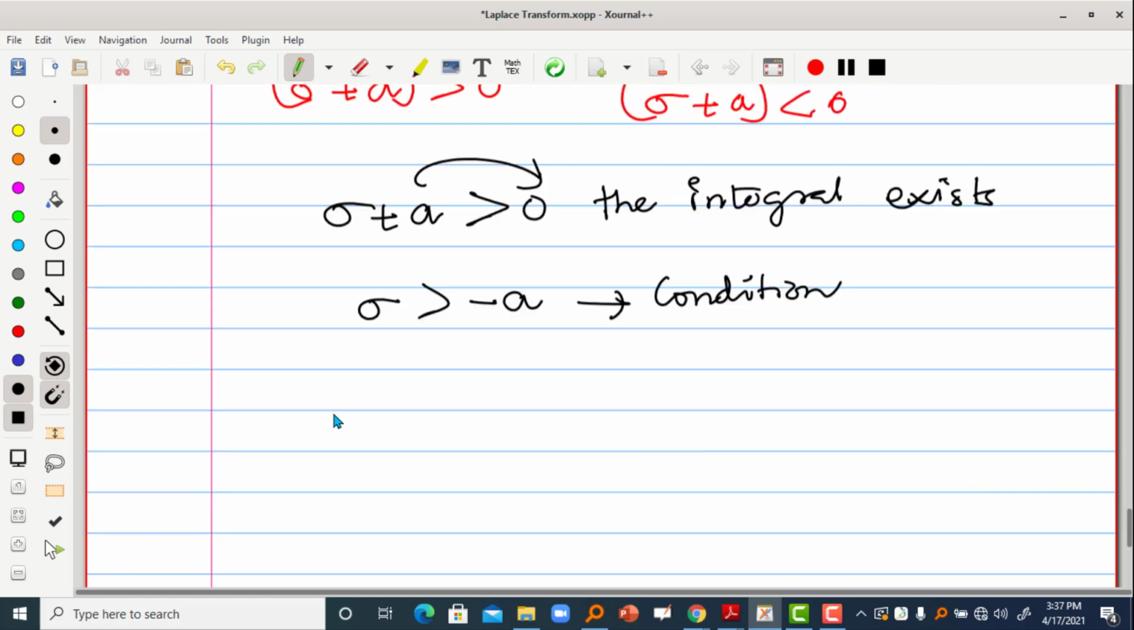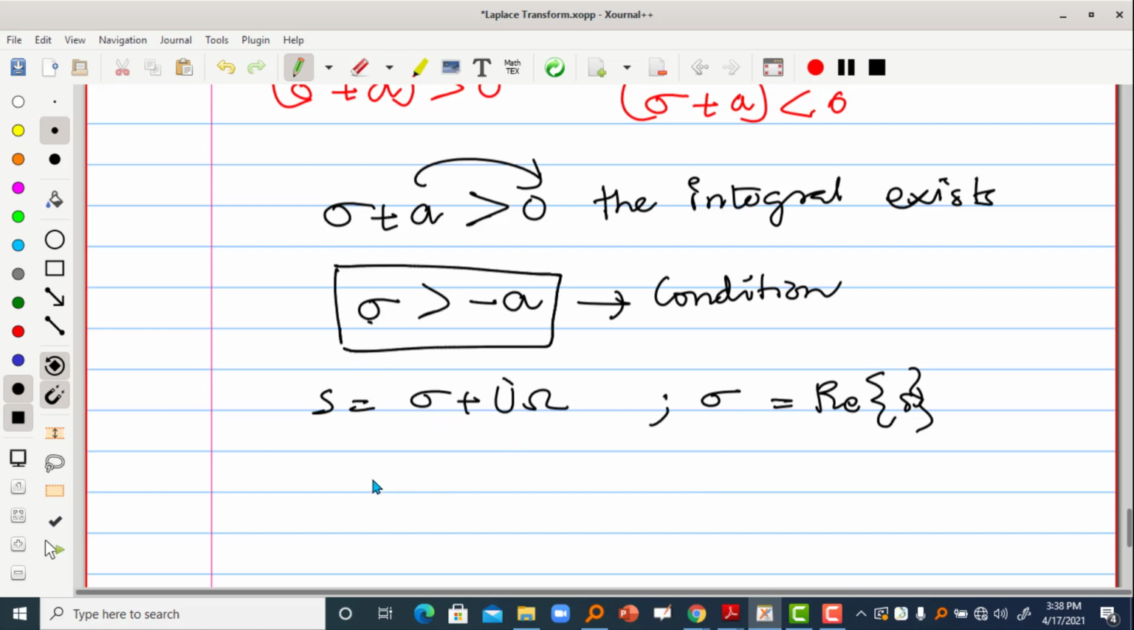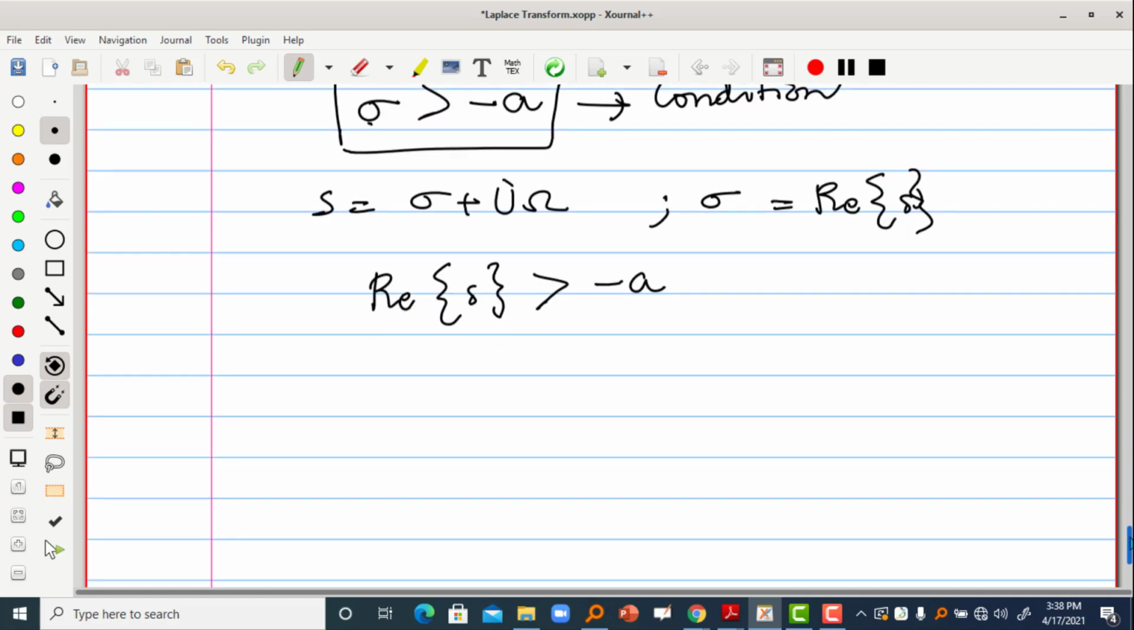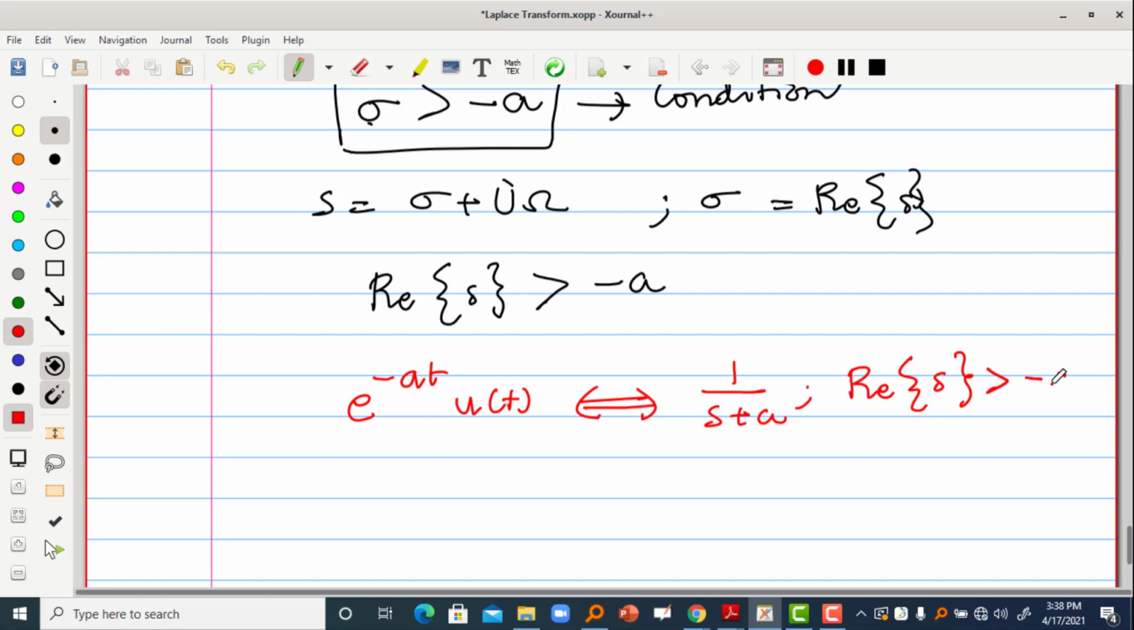Since s is equal to sigma plus j omega and sigma is equal to the real part of s, sigma greater than minus a can also be represented as the real part of s is greater than minus a. That is the condition required for the existence of the Laplace transform. So in general, e power minus a t u of t will give you the Laplace transform 1 by (s plus a) with the region of convergence, that is, real part of s should be greater than minus a.